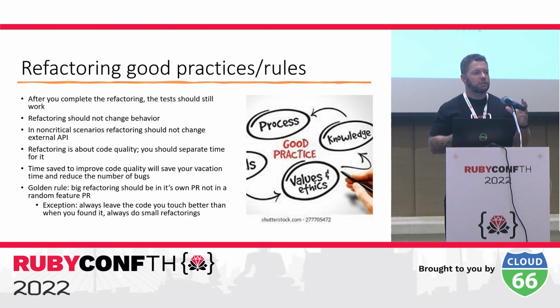Otherwise, the people that are reviewing your code will try to kill you. Instead of reviewing 100 lines of feature-related code, they will be reviewing 5,000 changed lines because you decided to refactor code while developing the new feature. That's not really good. The exception is small refactorings. Always do them and always leave the code that you are touching better than when you find it.